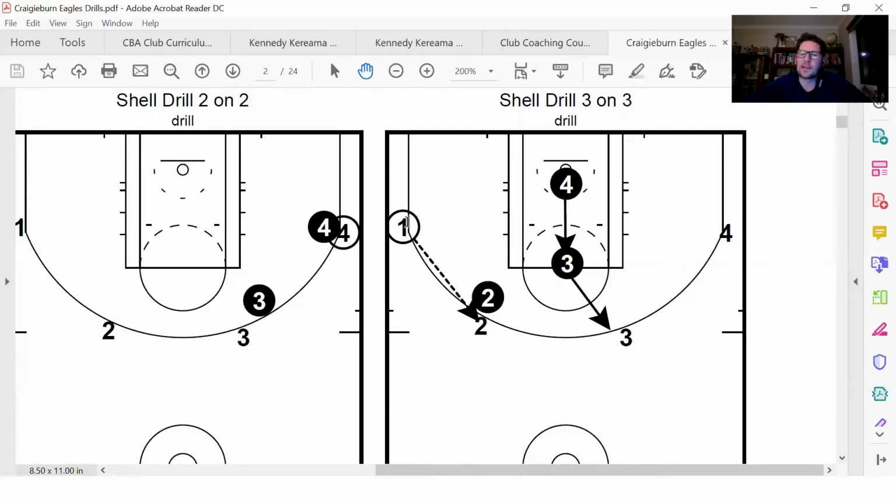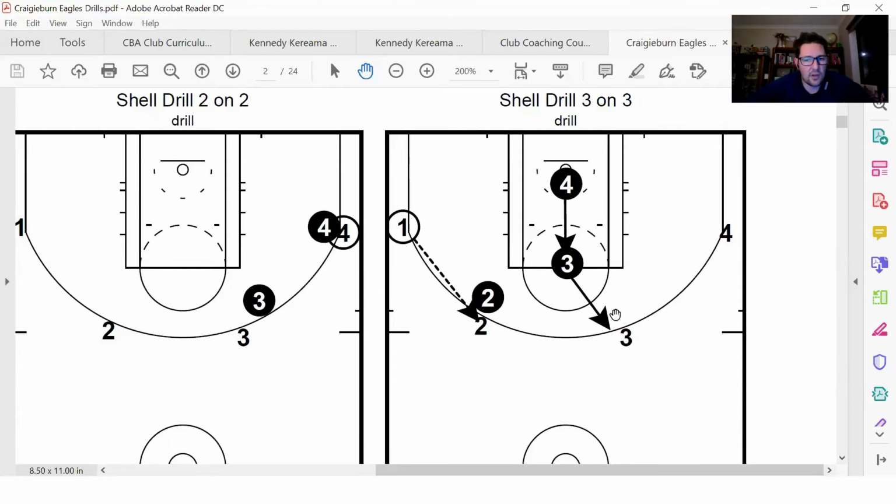So player 1 makes that pass off to player 2, then player 2 will adjust, 3 will adjust, 4 will adjust. This is getting, rather than having the focus on just 1 player now, you're watching 3 players to make sure they're all moving at the same time.